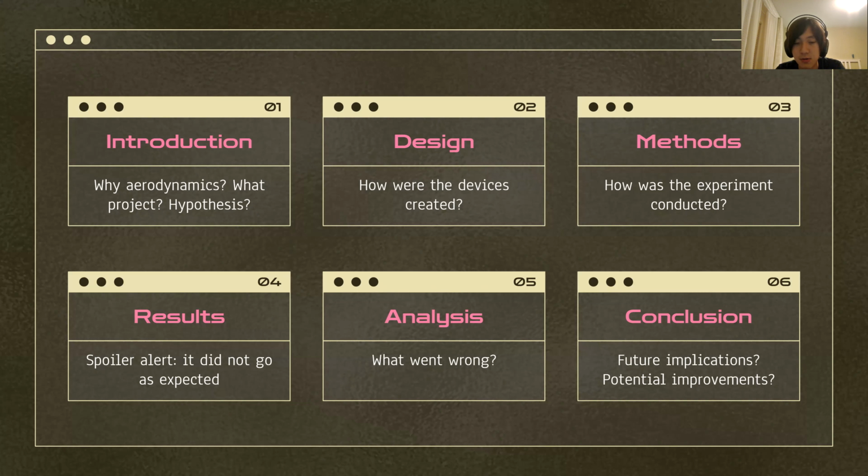And the fourth part and fifth part will be together. There will be results and analysis. I'll present some of the data collected during the experiment and analyze what went okay and what didn't go as expected. And spoiler alert, it did go a little bit not as expected. And the final part is the conclusion. I will talk about future improvements that I can make and the implications of the study.